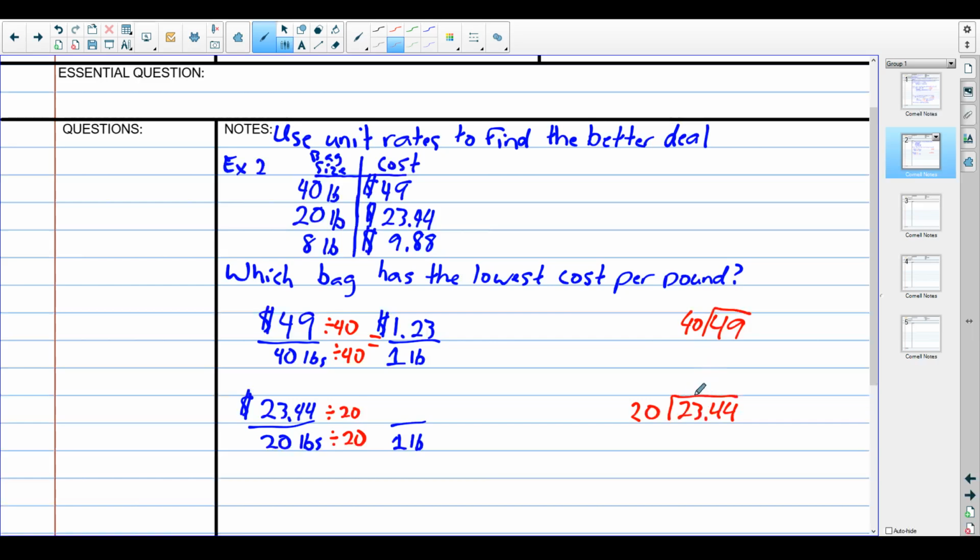And I don't trust the math, so let me see. Just for fun, we can work this out. 20 goes into 23 once. Bring our decimal up, bring the 4 down. 20 goes into 34 once. 20 again. 14. Bring down the 4. 20 goes into 144 7 times. Okay, I guess she was right. So this does give us about $1.17.